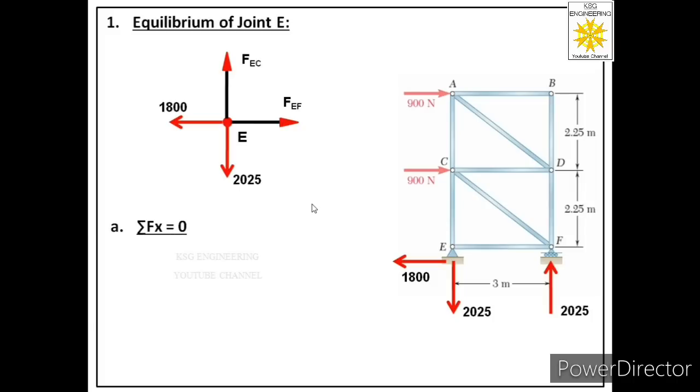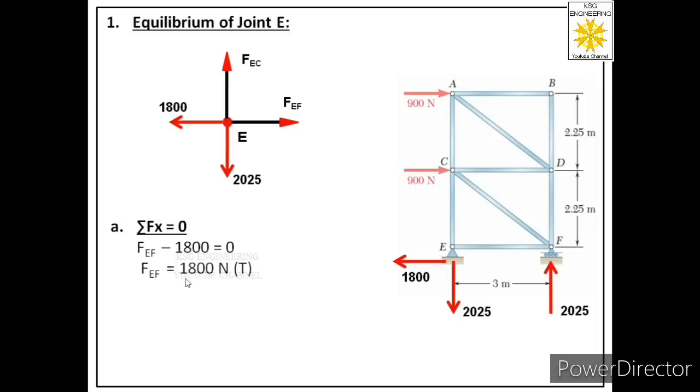So let us start with the first equation, that is summation Fx is equal to 0. So how many forces are there which are acting in x direction in this free body? There are two, FEF and 1800. FEF is acting towards right, so we will consider this as positive. 1800 is acting towards left, we will consider this as negative. So final equation will be FEF minus 1800 is equal to 0. So from here we will get the value of FEF as 1800 newtons.